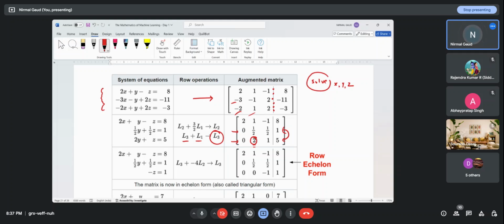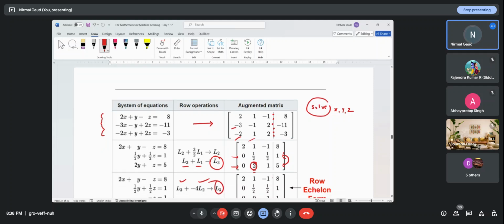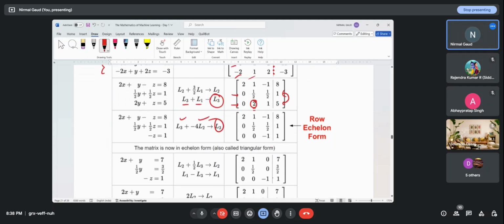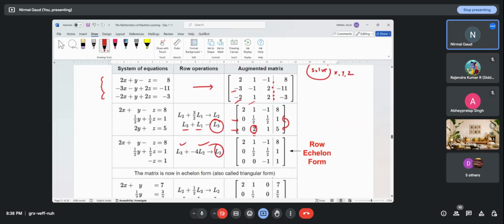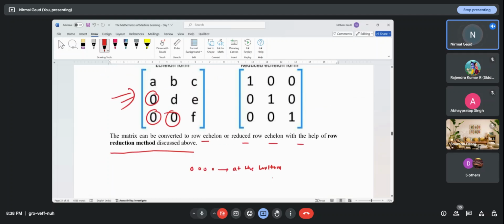Okay, so here it is. Row 3 minus 4 times row 2 equal to row 3. So this will also become 0. Okay, here is the answer. Now check: is it converted into row echelon format or not? If I check the result, it's clear that it's a row echelon format only.